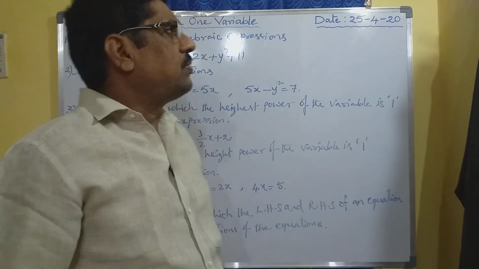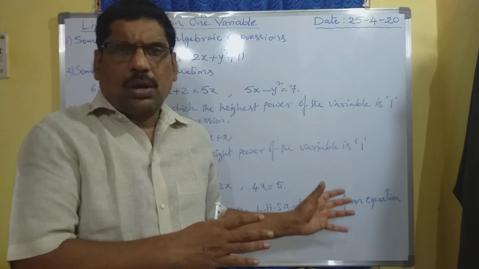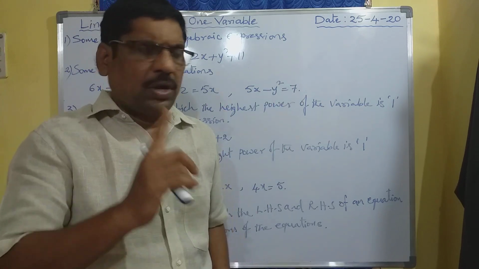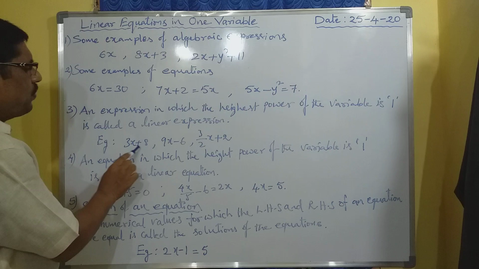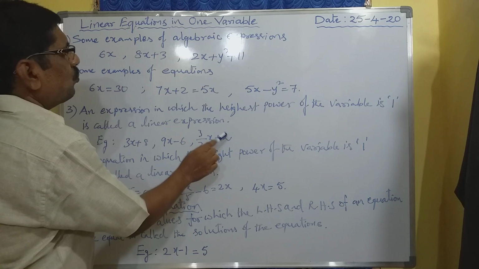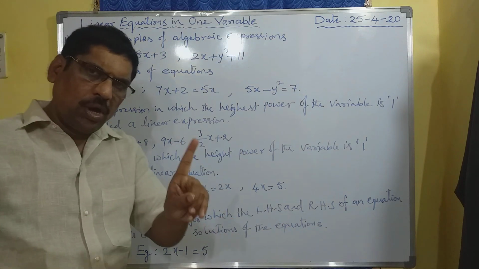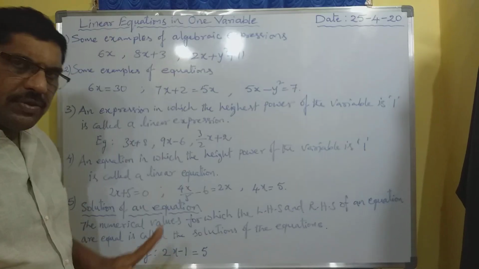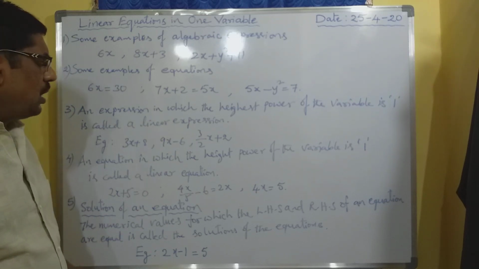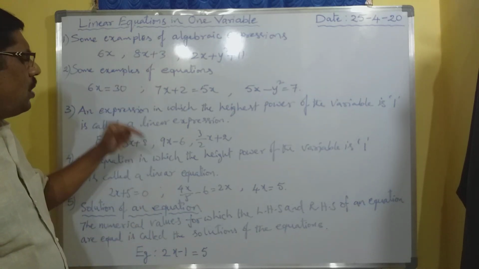Now our topic is linear equations in one variable. Now we are going with some examples of algebraic expressions with one variable. Look at this: 3x plus 8, 9x minus 6, 3 by 2 into x plus 2. These are all algebraic expressions only, and they are all having only one variable. Here I have taken the variable as x. What is a linear expression? First of all, let us learn what is a linear expression. Then we will learn what is a linear equation.